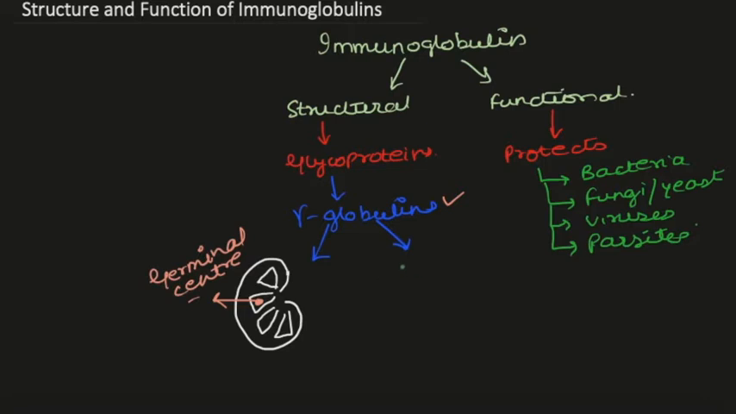Apart from that, there is a cell called the plasma cell. They have the property of producing the gamma globulins. So these are the two manufacturing sites of the gamma globulin related protein molecule.